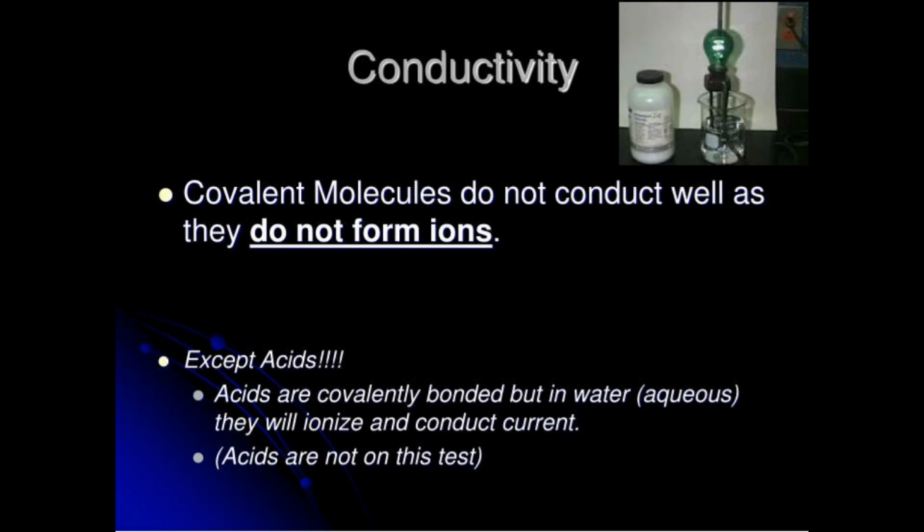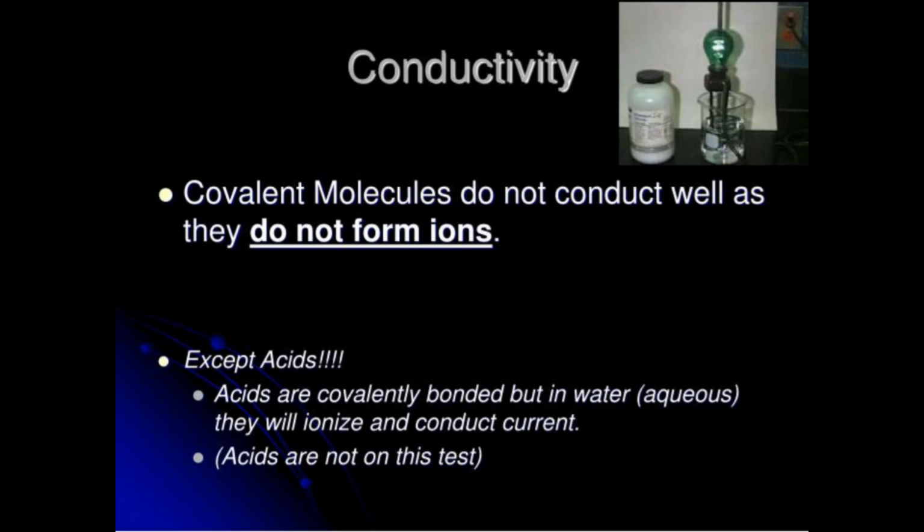And then for covalent compounds, another property we look at is conductivity. Covalent compounds do not conduct well because they do not form ions. Polar molecules do not conduct well because they do not form ions. The exception to this case are the acids. The acids are covalently bonded, but in water they will ionize and conduct electricity or current.